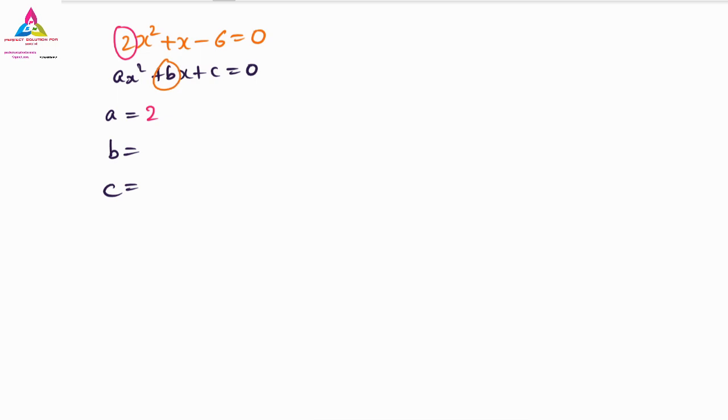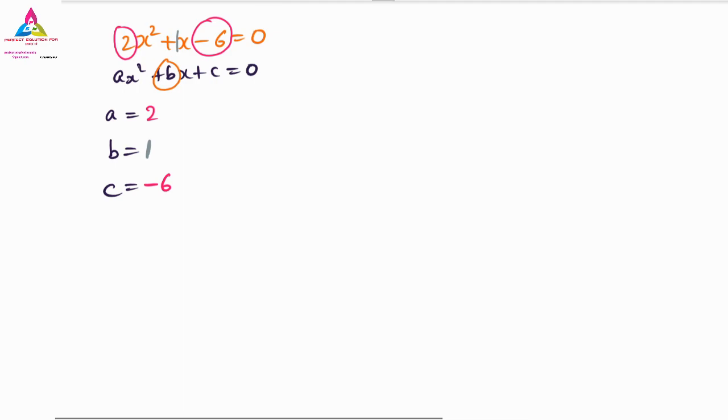The b value is here. Nothing is written, which means here it is 1. So it is 1x. So the b value is 1, that is positive 1. Next one, the c value. The c value is nothing but negative 6. So the c value is negative 6. I think all of you have got this.